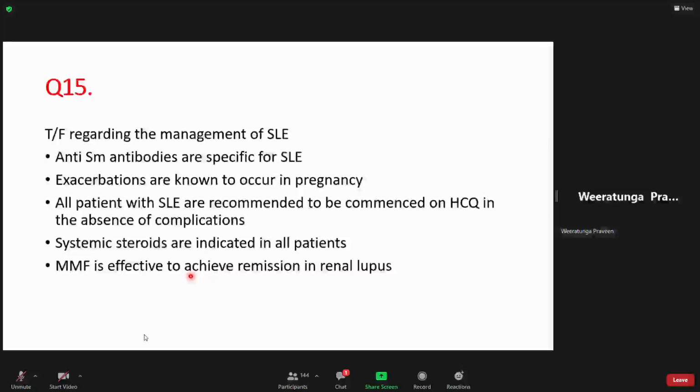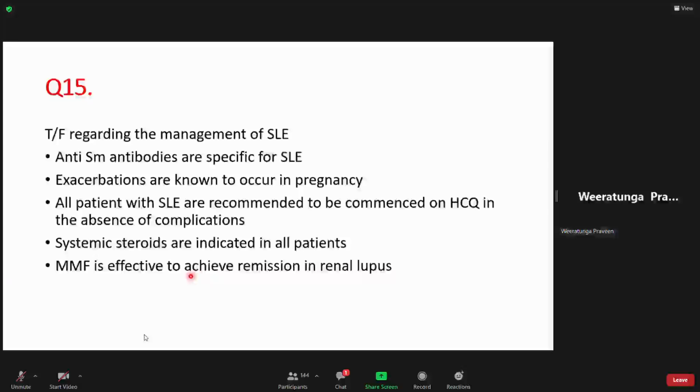So SLE management is very complicated, but if you just remember, if they have very severe organ-threatening, life-threatening disease, you give high-dose systemic steroids and strong immunosuppression, like cyclophosphamide, MMF. But the other group which have milder symptoms, just HCQ is enough. You don't need to do anything else.